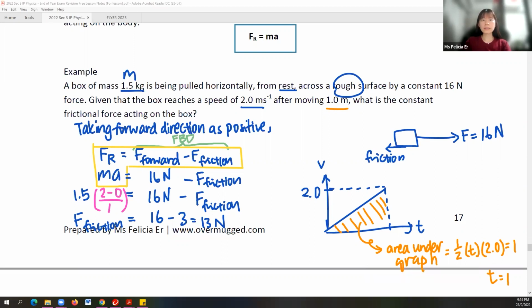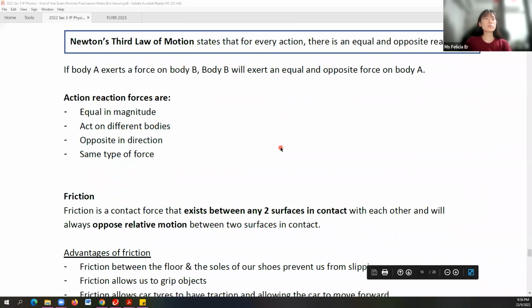I count down from 10 seconds. If you think you are still far from done, then maybe you want to do a screenshot instead. 10, 9, 8, 7, 6, 5, 4, 3, 2, 1. Okay, moving on to the next part over here.